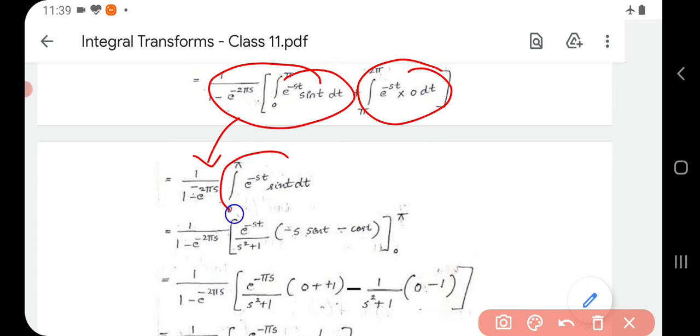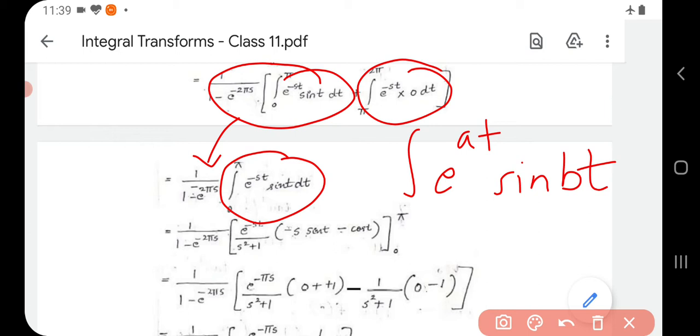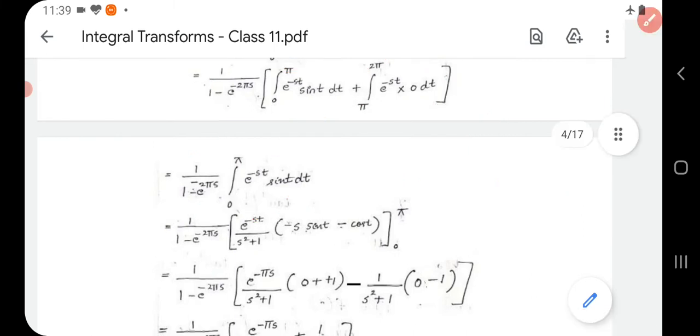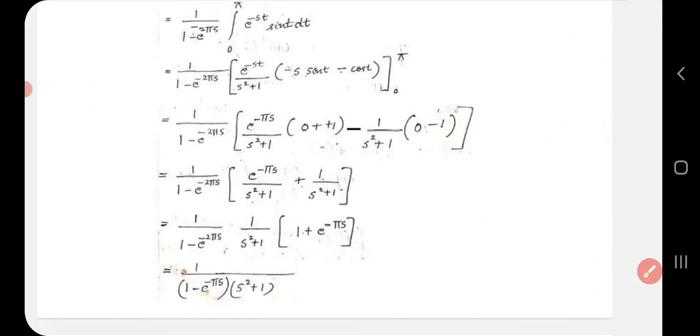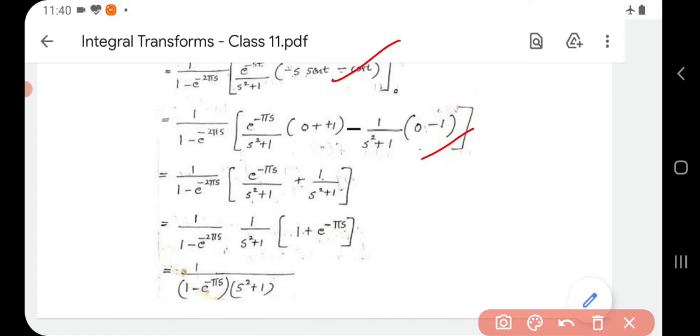Now this is of the form integral e raised to at sin bt, the formula for which we have already studied in the last class. So this integral is of this form, and this integral has a formula. You just refer back to the formula we have already discussed. Apply that formula here, then you will get this step. Then there is nothing, you just apply the limits. Then there is not much confusion. The rest everything is simplification and all. This will be your answer. Okay, so work out the steps by yourself. If you have any doubt in between, refer to my steps.